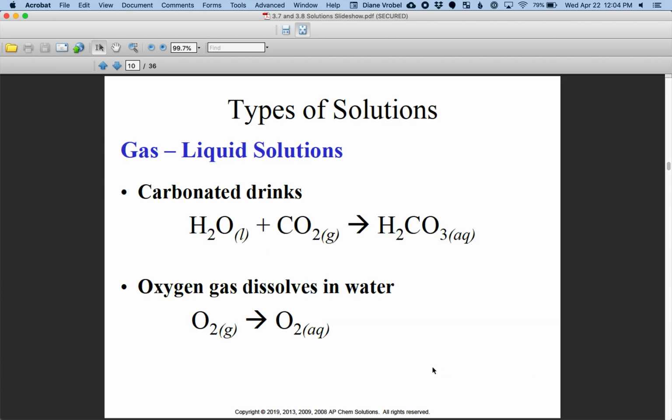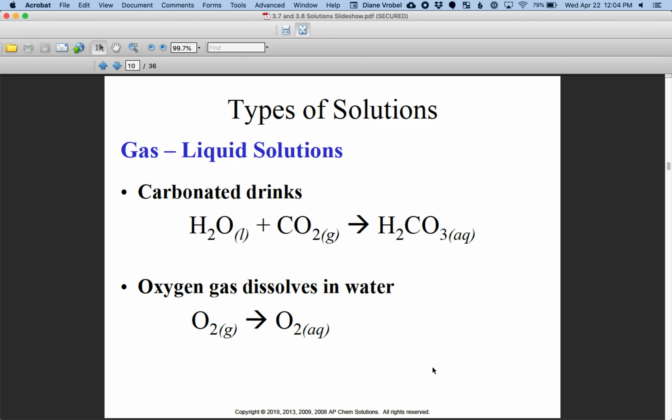Okay, here's an example of a gas liquid solution, and I wish I could bring out my SodaStream to show you this. Carbon dioxide, which is a nonpolar substance, please remember the oxygen carbon double bonds, they're being pulled in opposite and equal directions, so they cancel each other out.